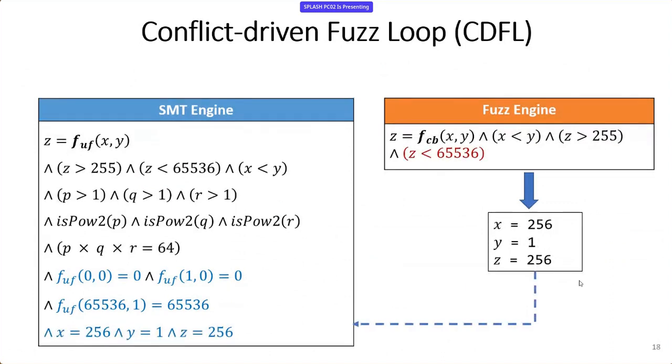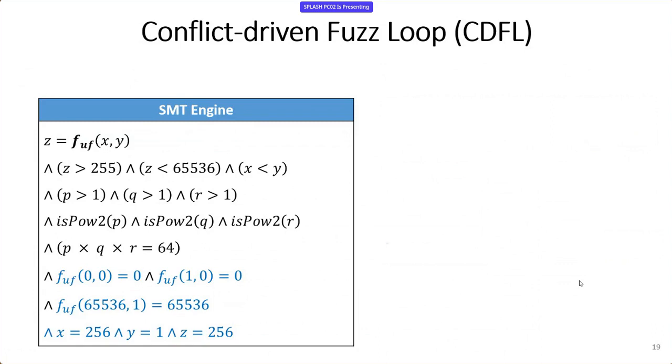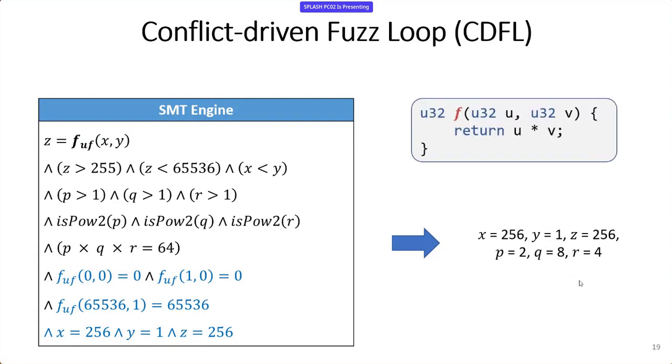Now the fuzz engine can just propagate this model to the SMT engine, and then the SMT engine can now give a model which is valid with respect to all the constraints, modulo the closed box function that we didn't have a definition for. So in this case, the function f was nothing but the simple multiplication ratio.